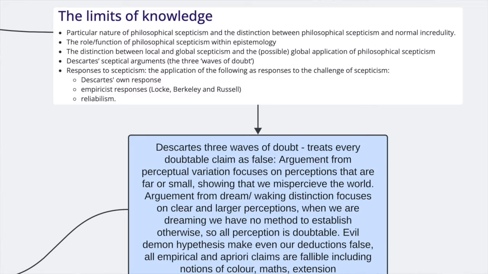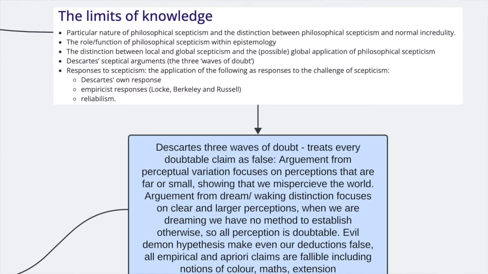The first wave is the argument from perceptual variation, and this focuses on perceptions that are far away or that are small. And that shows that our perception can make errors, small errors, maybe even insignificant errors, but errors nonetheless. And that's the first wave.